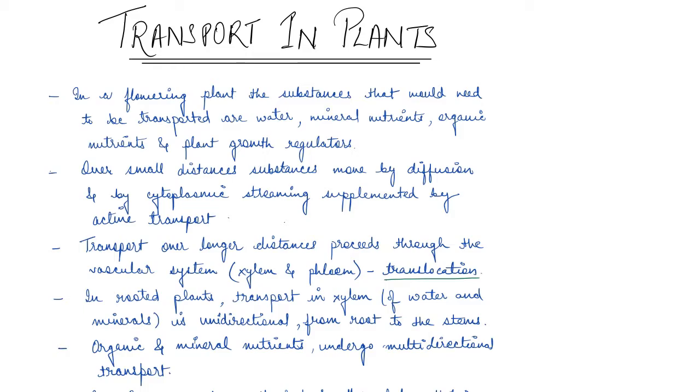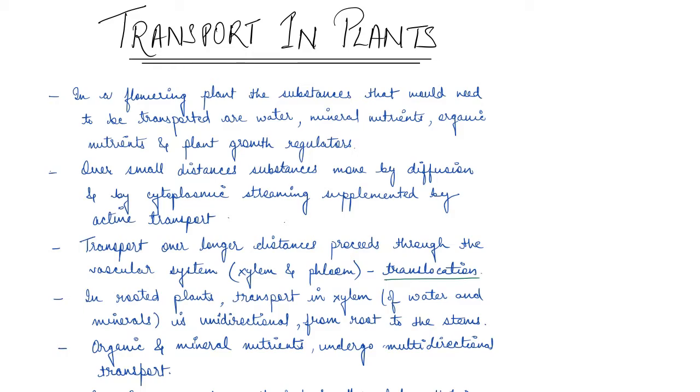So basically in a flowering plant, what are the substances that would need to be transported? These substances can be water, mineral nutrients, organic nutrients, and different growth regulators as well. Basically plant hormones, right? Over a small distance, the substances move by diffusion, and by cytoplasmic streaming, which is supplemented by active transport. So basically, the plant uses ATP, uses energy to transport these substances over small distance.